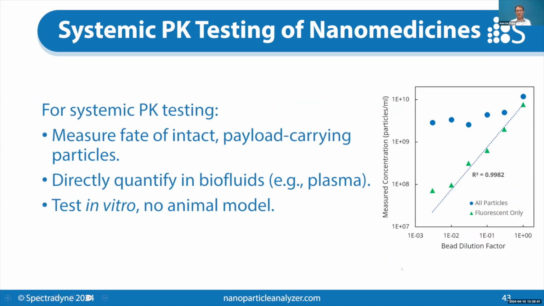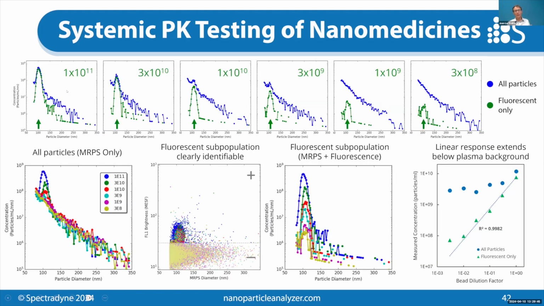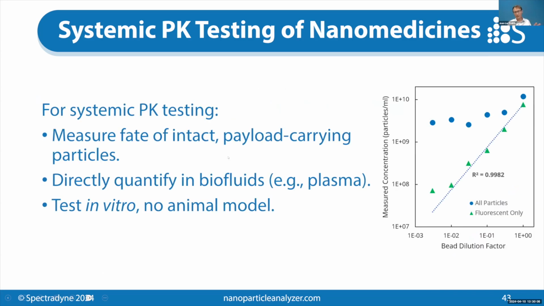So this is a simulation of a PK test. In a PK test, just to go back here, you would spike in LNPs at the beginning into the plasma, and you would watch them evolve over time instead of at different concentrations. That tells you the stability and the fate of those nanoparticles, the intact particles, directly in the biofluid over time. That's what this example is meant to illustrate, to show that we can do this accurately for fluorescent particles in such a complex mixture.